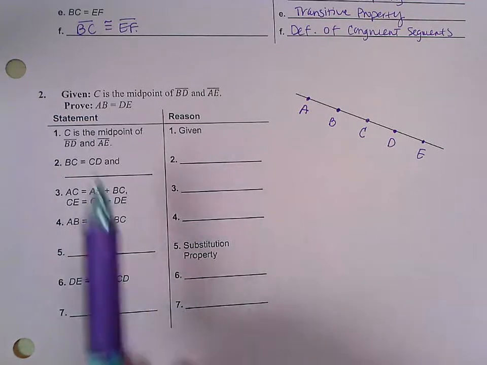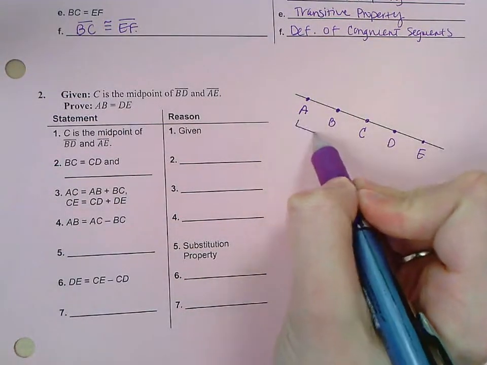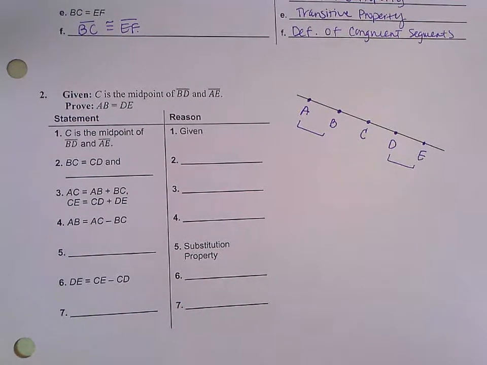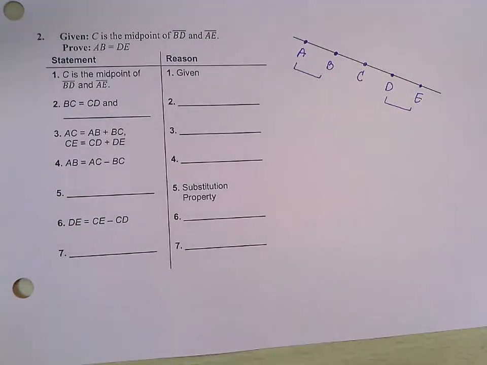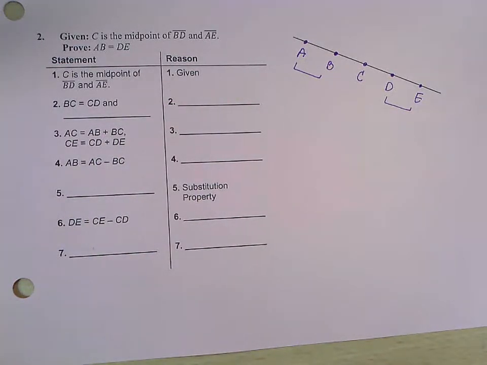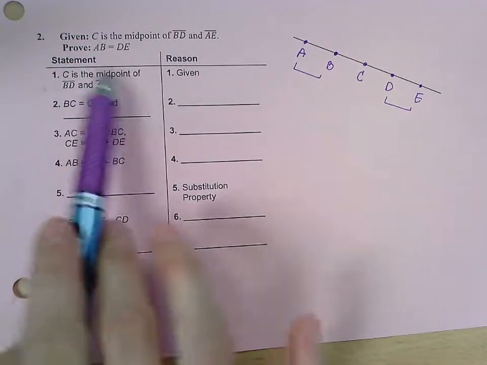And we're trying to prove that this segment AB is equal to this segment DE. We want to prove that those are equal. That's our end goal. We have to come up with how to do that, but I've helped you out. Some of the statements and some of the reasons are filled in. So the first one's already filled in, what we're given: C is the midpoint of segment BD and segment AE. So now notice the second statement, we're going to use what we're given.